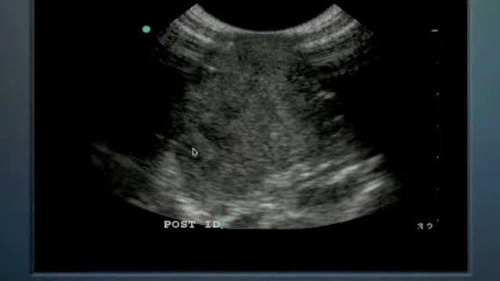This is post incision and drainage, and it's essentially gone. So it's a nice way, ultrasound is, to diagnose. You can perform the procedure under its guidance and confirm that you have officially ended the procedure as well.